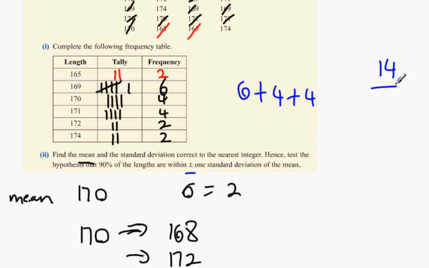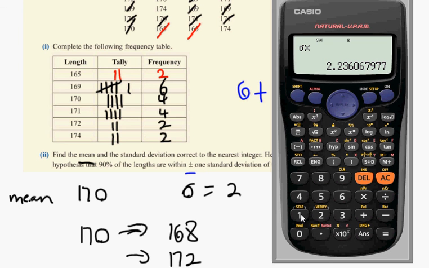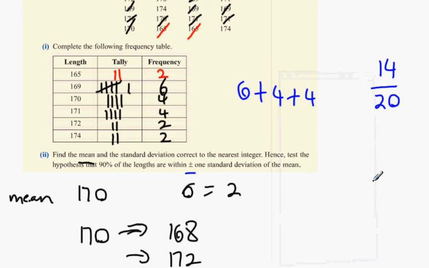So it's going to be 14 out of how many people do we have in total? 20. What's 14 divided by 20 as a percentage? 14 over 20 multiplied by 100 over 1. Oh, sorry, excuse me, I did it wrong. 14 divided by 20 is 70%. So it's not 90%, guys, it's 70%. And therefore, I would say the hypothesis is false. Okay, false hypothesis.